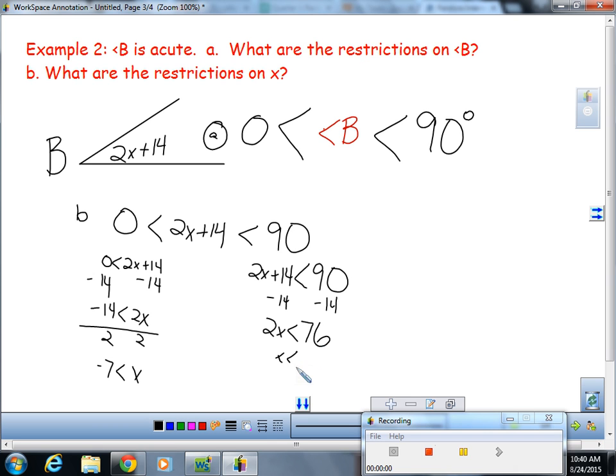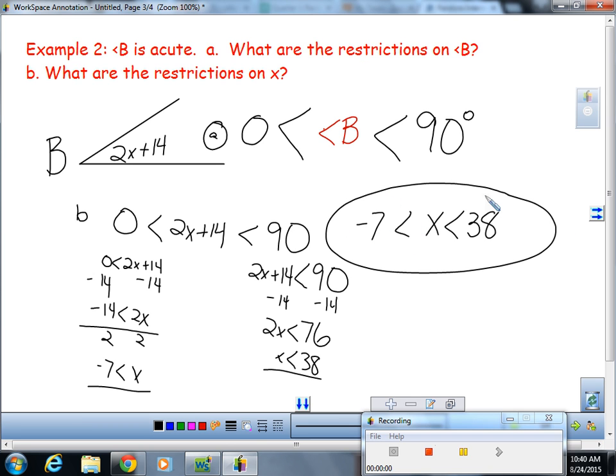Divide each side by 2. X has to be less than 38. So x has to be bigger than negative 7. It has to be less than 38. So we would write that like that, and that is the answer to question B.